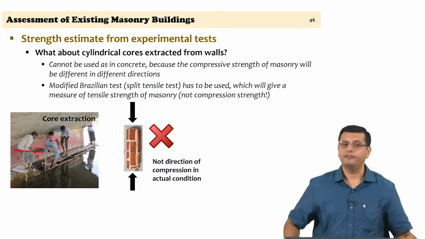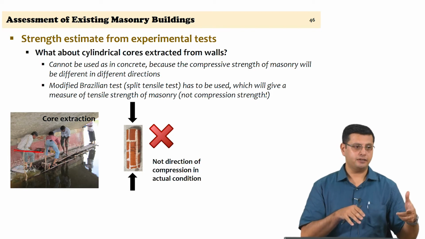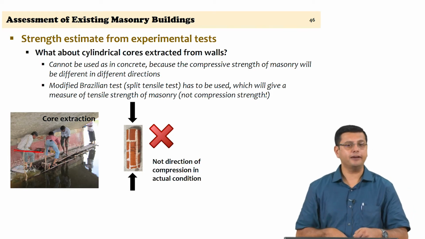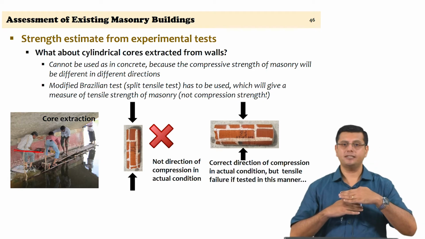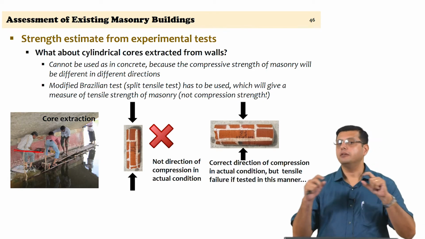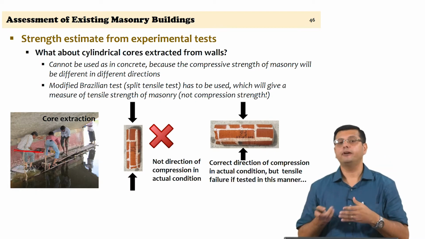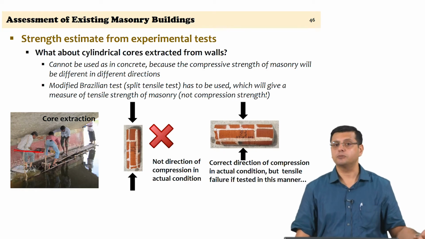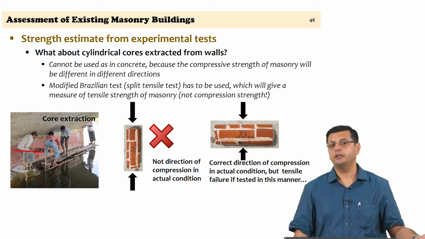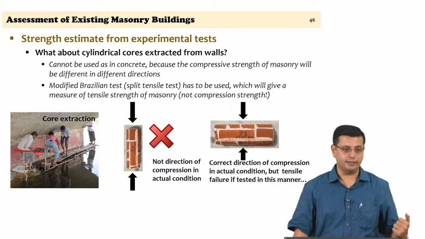What else can I do? If I want to maintain the directionality of the bed joints, then I should not be testing it in this manner, I should be testing it in the other manner, right. I should be testing it like the bed joint is with respect to the compression loading itself. But if you do that, what you are actually doing is called a modified Brazilian test or a split tension test, and what does that give you? It gives you the tensile strength of the material. You wanted the compressive strength, you get the tensile strength.